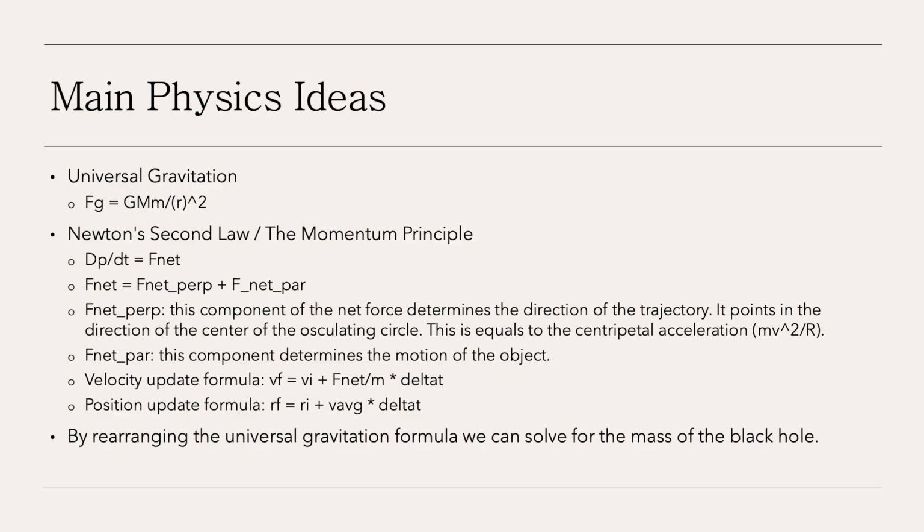We also used the velocity update and position update formulas in order to move the star when determining the mass of the black hole. By rearranging the universal gravitation formula, we can solve for the mass of the black hole.